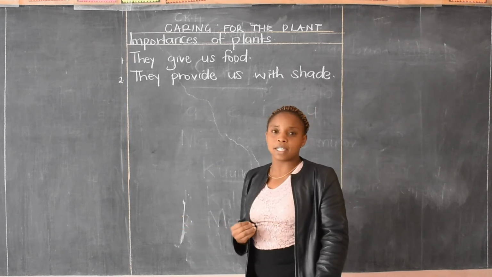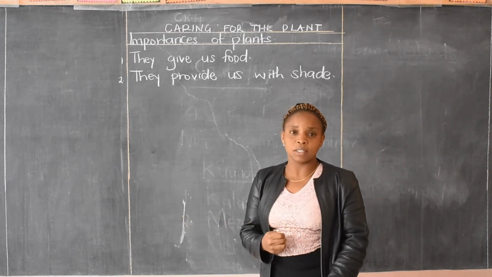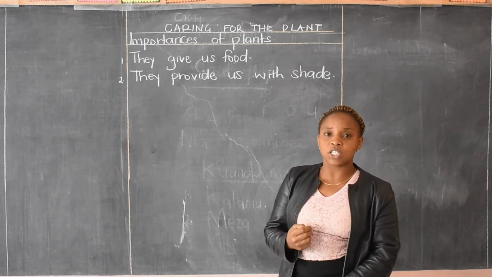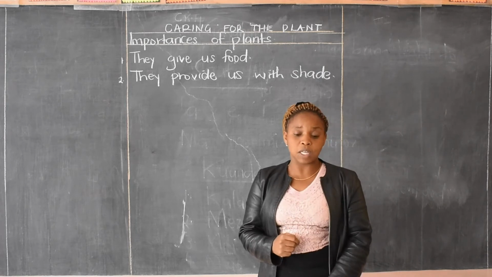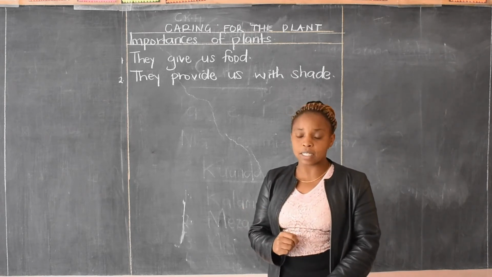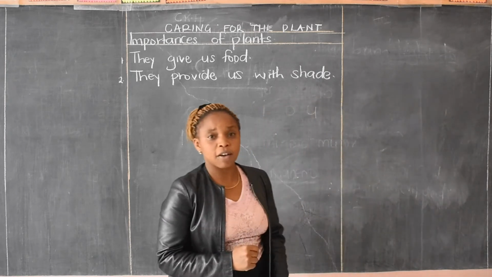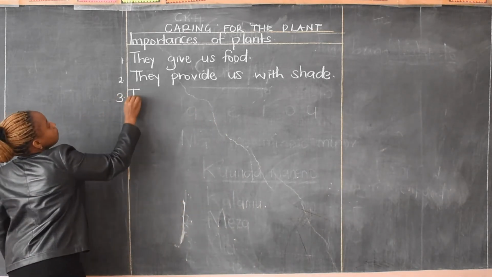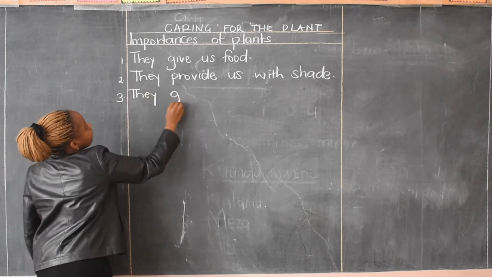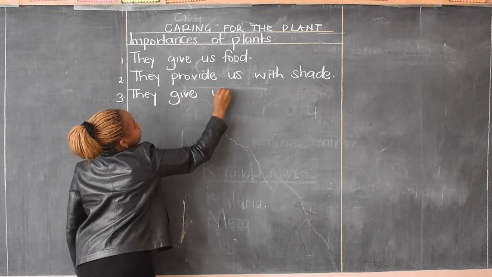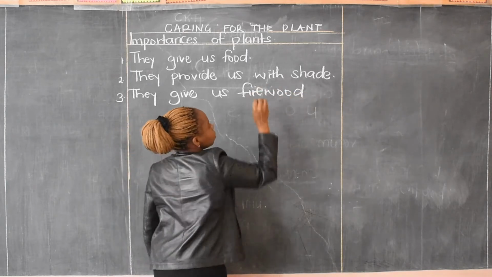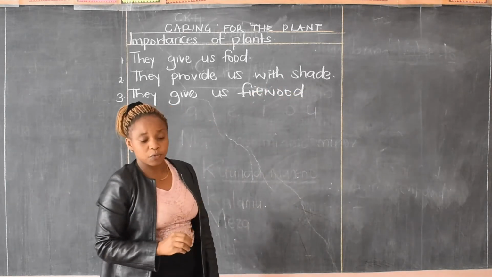And not only us, we also have the animals. You'll find them when it is too hot. They just look for a shade to cool themselves. So plants are of importance to us, okay? We also have another benefit. They give us firewood. Good. They provide us with firewood.